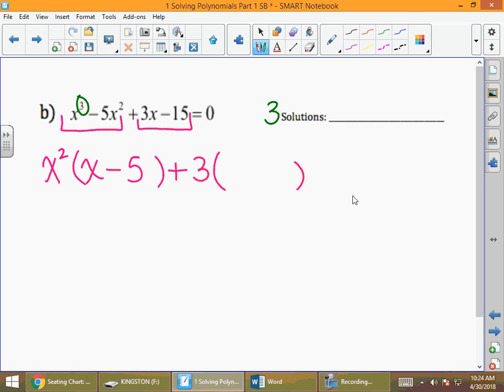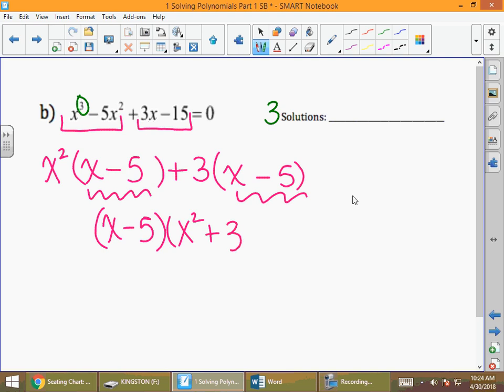3x divided by 3 is x. 15 divided by 3 is 5. And we've got an x minus 5 and an x minus 5 in both groups. And then we have x squared plus 3. And this one might take a little bit more work. Some of you who haven't had to do any extra work might have to on this particular problem.